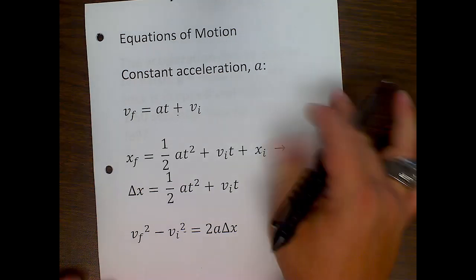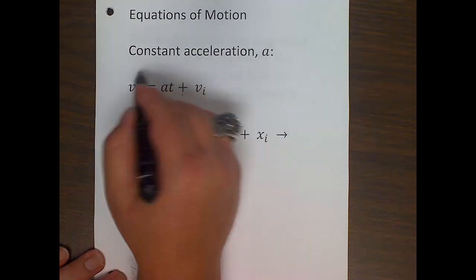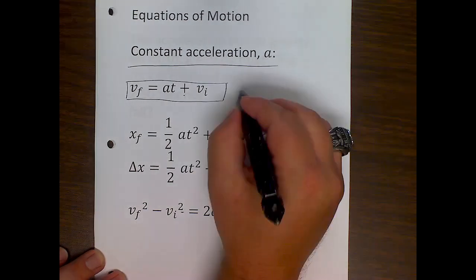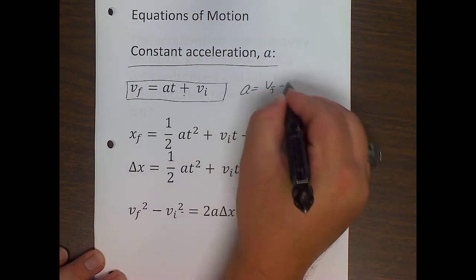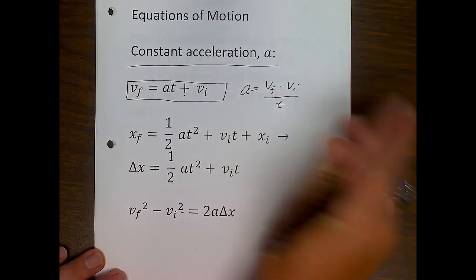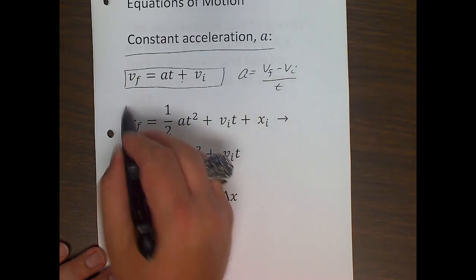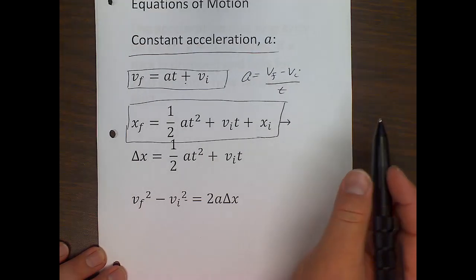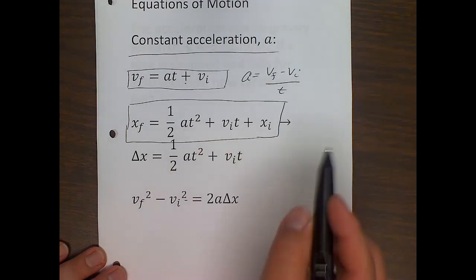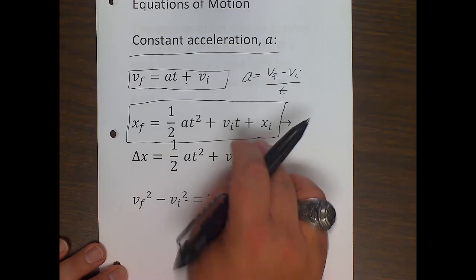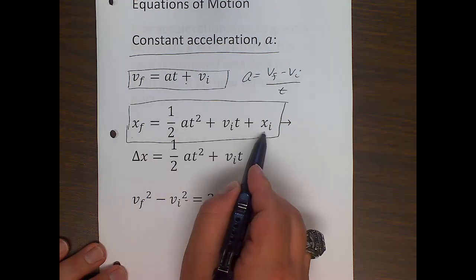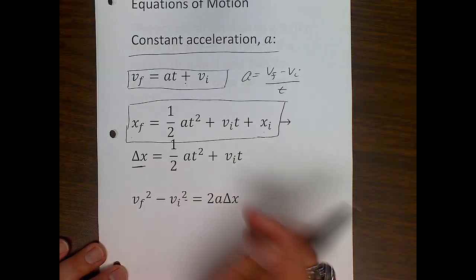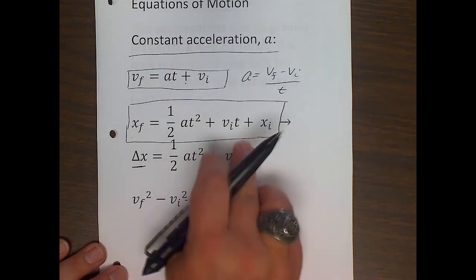Now if we look at our equations of motion, under constant acceleration, this is simply a rewriting of the definition of acceleration. Acceleration is Vf minus Vi over t. This is the displacement or the distance covered under uniform acceleration, and it can be written two ways. This is looking at an initial and a final position, and this is simply looking at a change in position. It's the same thing.